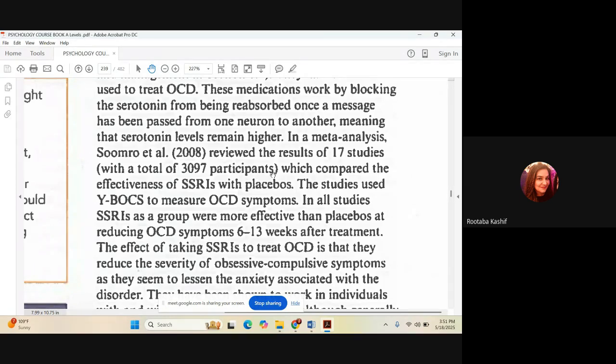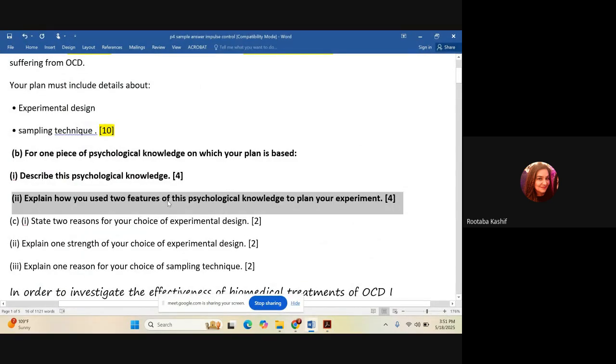The second feature could be that Sumro used Y-BOCS to measure OCD symptoms. And ideally, if the candidate had written that they used Y-BOCS to measure the OCD symptoms, then you would say the same psychometric questionnaire is used in the planned study as well. So you have to identify how you have used 2 features of the psychological knowledge to plan your experiment, right? So these would be maybe 2 of the features.